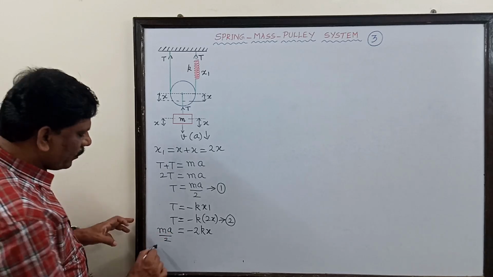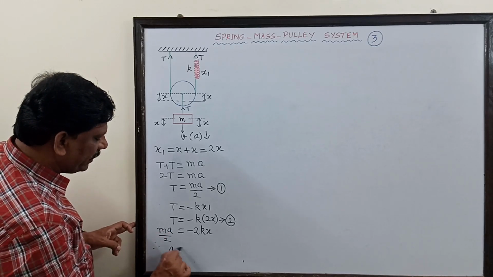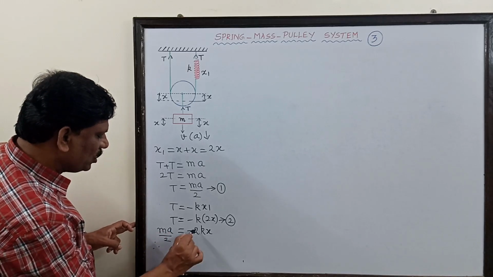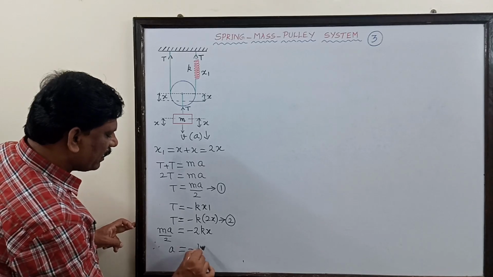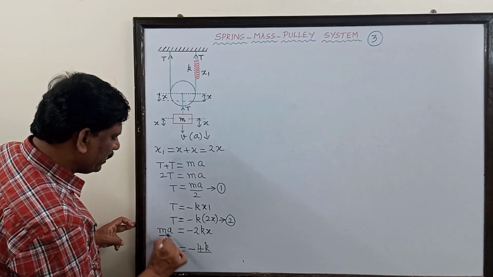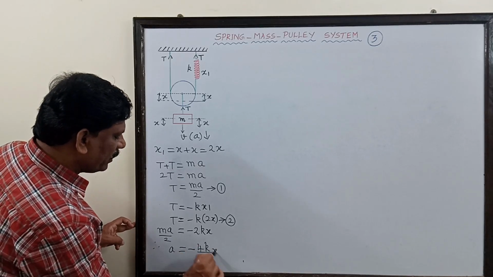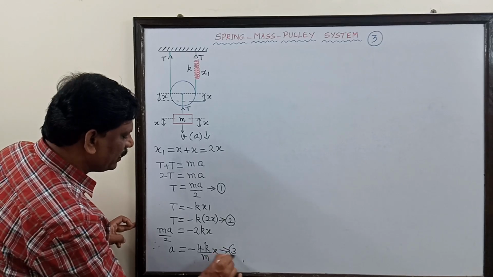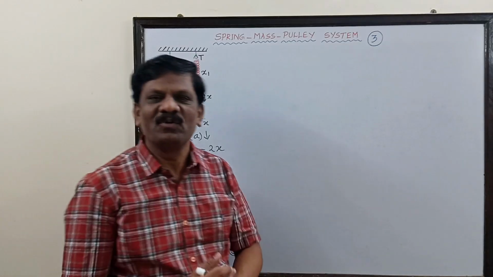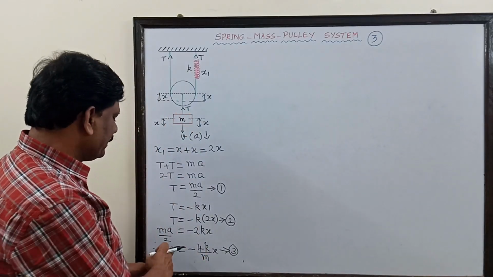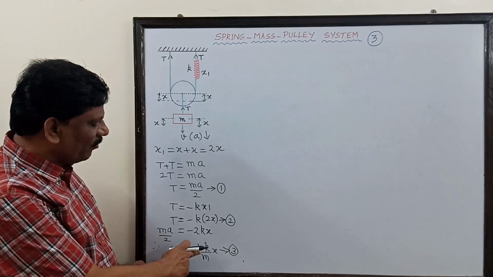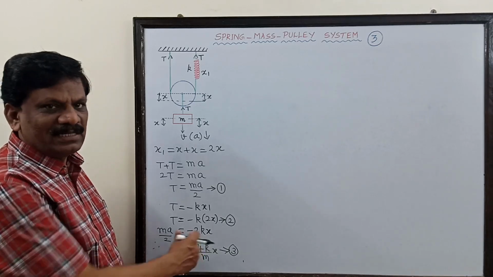So what is A equal to? Therefore the acceleration A is equal to minus 2 into 2 is 4, k divided by m into x. This is our equation 3. So the acceleration of the mass is equal to what? Minus 4k by m times x.